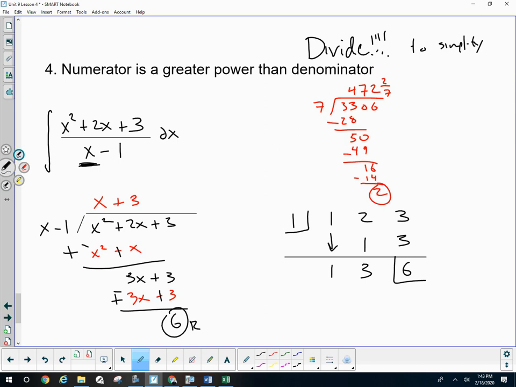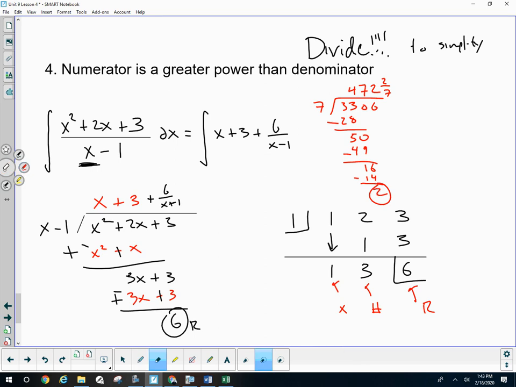Now, what does this mean? This integral can be written as x plus 3 plus 6 over x minus 1. You can see what it is here with the remainder. Here, this is my remainder. Next to my remainder is always my numbers. These are always my x's, and so on and so forth. Then x squareds, and so on and so forth.